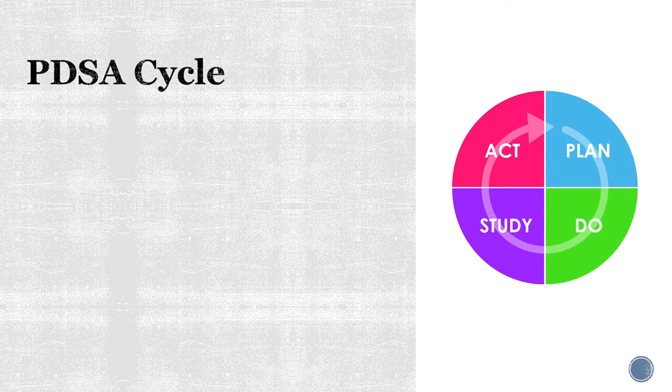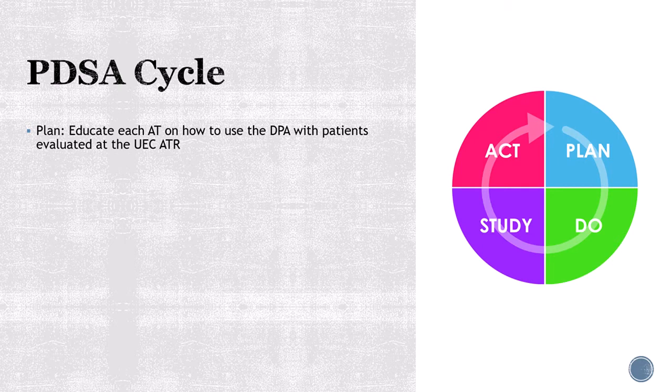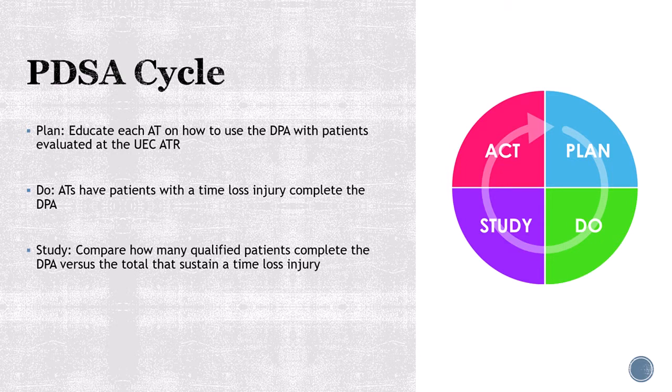We employed a PDSA cycle as part of this initiative to make sure everything was covered. The plan was to educate each AT on how to use the DPA with the patients that are evaluated in this particular athletic training room. All the patients with a time loss injury were going to complete the DPA as part of the do. So we planned out how we're going to educate them. The patients that have the time loss injury are going to complete the DPA, and then we're going to compare how many patients suffered a time loss injury during the cycle versus how many suffered a time loss injury and completed the DPA.